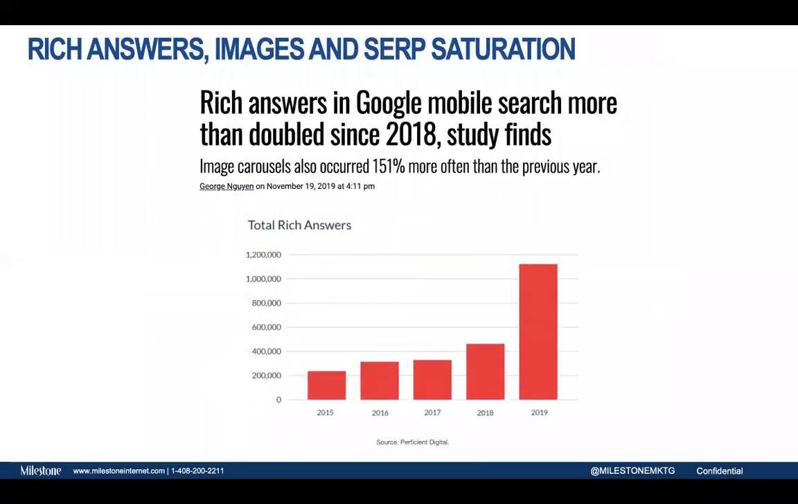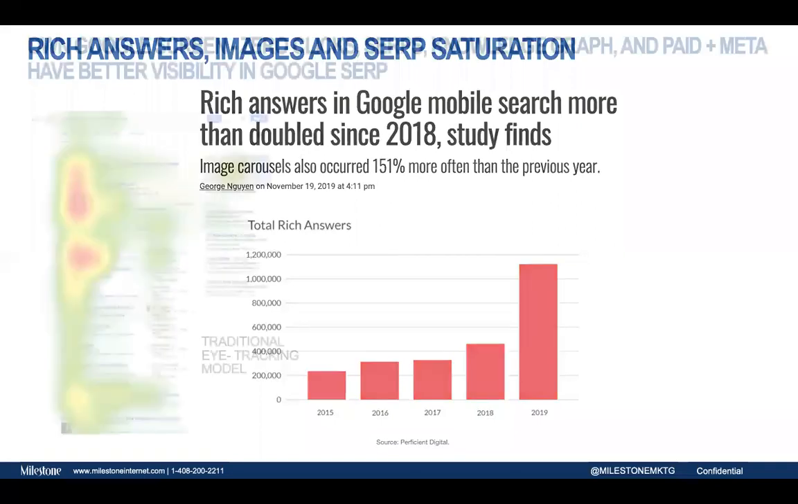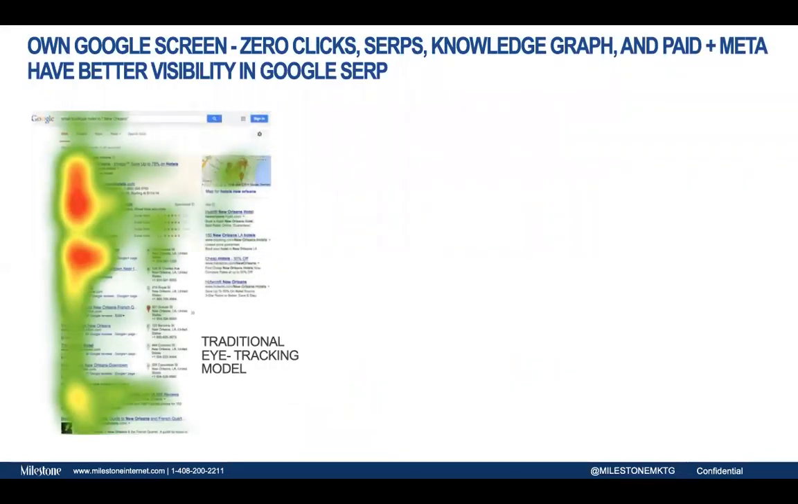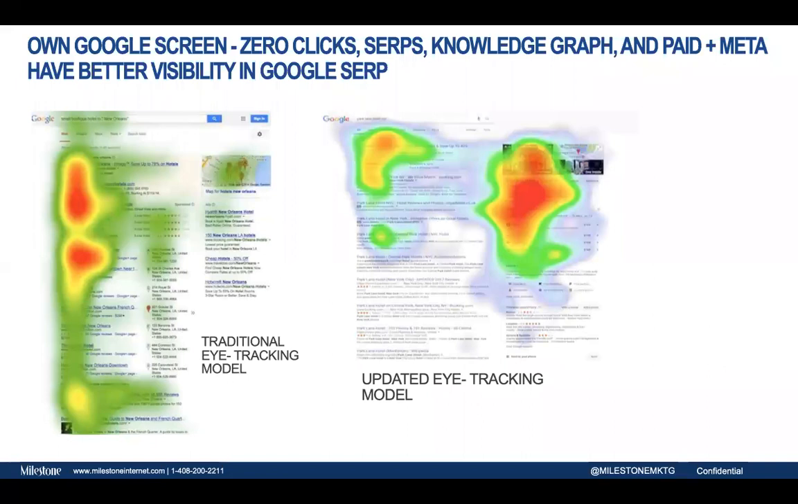And again, this morning there was a news release that rich answers in Google Mobile have almost doubled, and images have almost a 150% increase compared to last year. So like you saw in my previous example, it's all about being there for that zero click, being the right answer the very first time. And this used to be our traditional eye tracking model, where you would go top to finish, scroll down. And now the eye tracking model has changed.